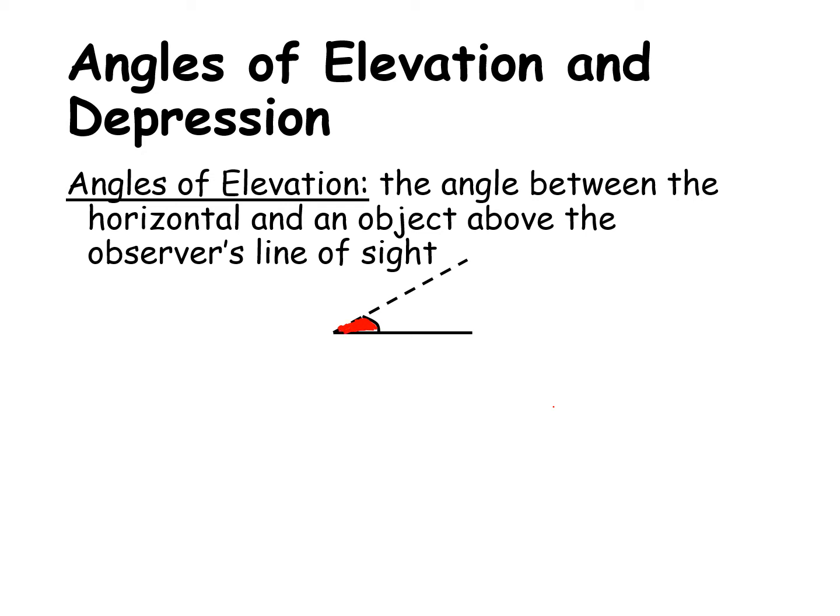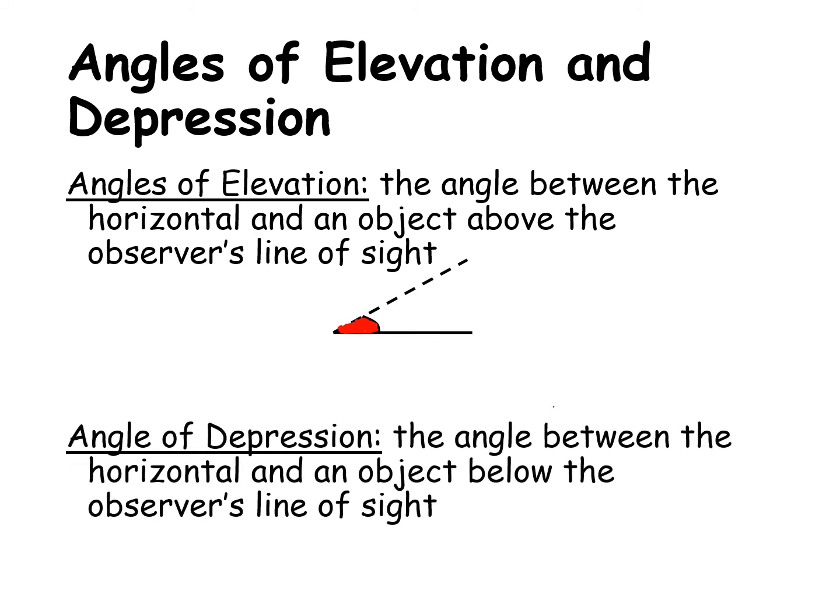Think of the word elevation, it means to go up. Think of an elevator. So as we move from the horizontal upwards, that gives us our angle of elevation. The angle of depression is between the horizontal and the object below the observer's line of sight. So here we're looking downwards. So this angle here is called the angle of depression. Now often in questions when they talk about these, they also show what they're talking about so we don't get confused, but it is important to know these two particular words before we start looking at real world examples.